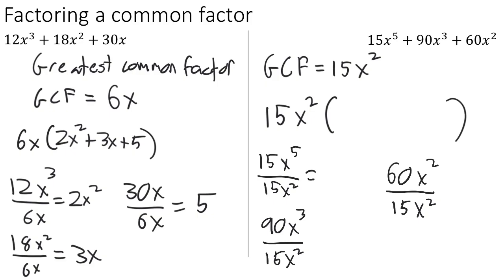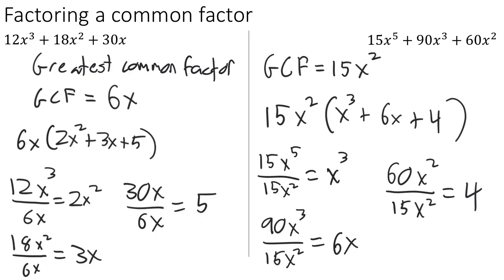For the first one, we have 15x to the fifth divided by 15x squared leaves us with x to the third. For the second one, 90x to the third divided by 15x to the second power is 6x. And then for the last one, 60x squared divided by 15x squared is just 4. So these are the 3 terms that are left over. X to the third plus 6x plus 4.